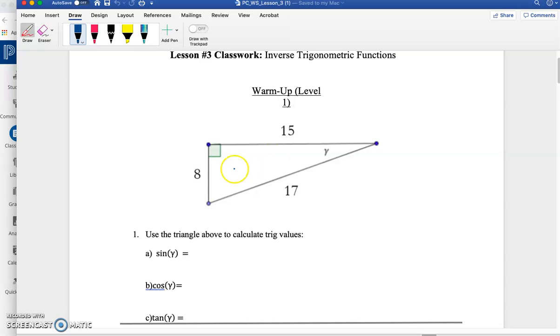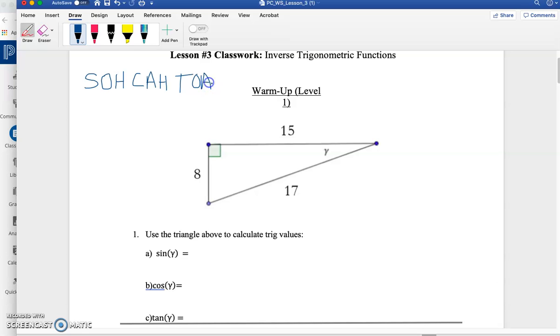And before we get started, since we're going to be using sine, cosine, and tangent, I want us to recall SOHCAHTOA, right? Sine is opposite over hypotenuse, cosine is adjacent over hypotenuse, and tangent is opposite over adjacent.